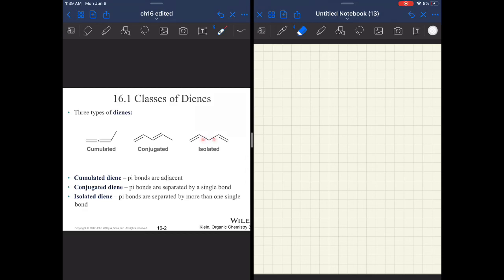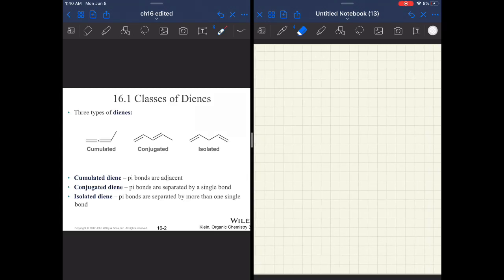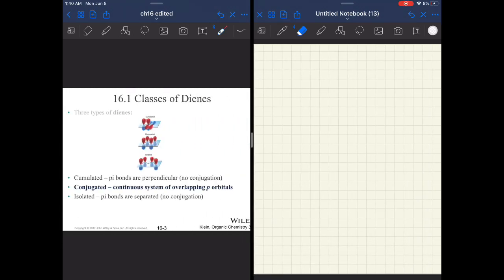more single bonds. Now, this is important because we do get different chemistry, different stability and reactivity based on cumulated, conjugated, and isolated. And first off, cumulated are the highest energy. You see them the least. We're going to talk about why. Conjugated is the most stable, lowest energy. And then isolated, they have the same energy of just any other double bond. And so we're going to look at orbitals to see if we can understand why that is.